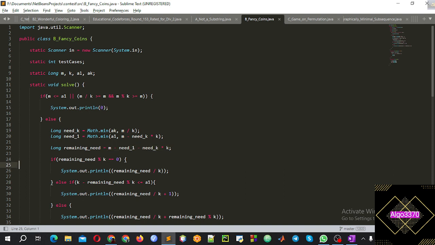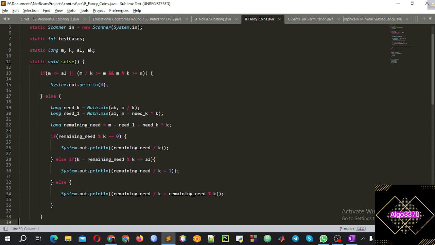So let's assume that if this amount is able to be fulfilled by using only k types of coins, our answer will be remaining need by k. Otherwise we will check how many coins of type 1 we will skip using here. This amount gives us that number. We check whether we can fulfill that amount with a1 or not.